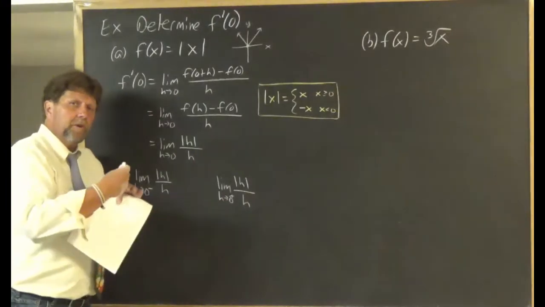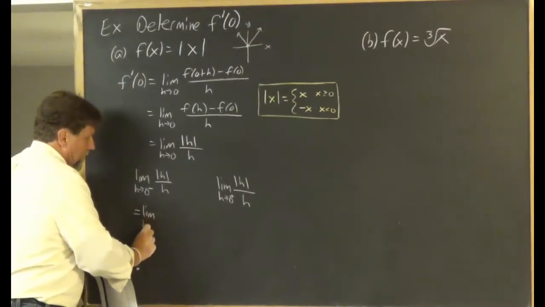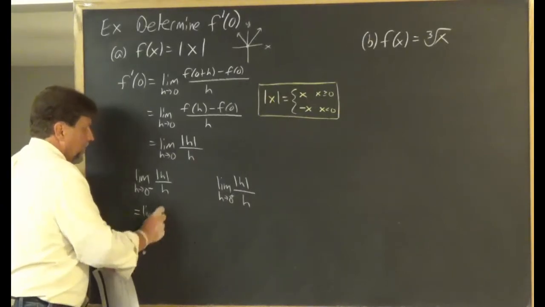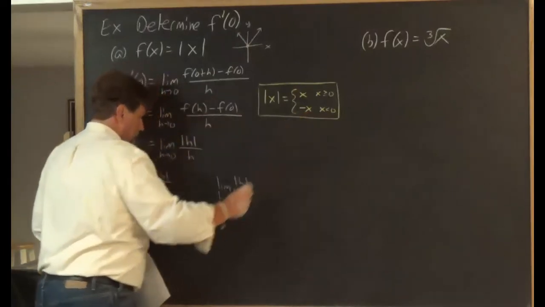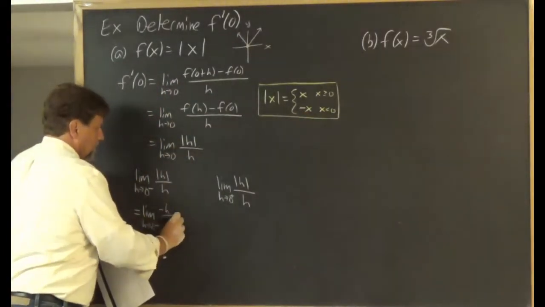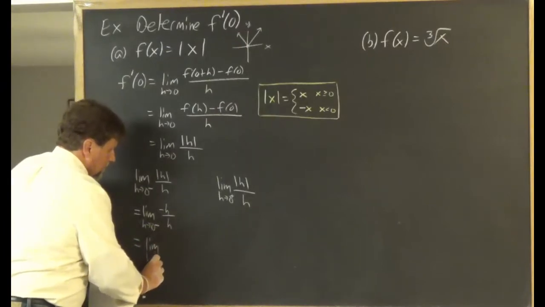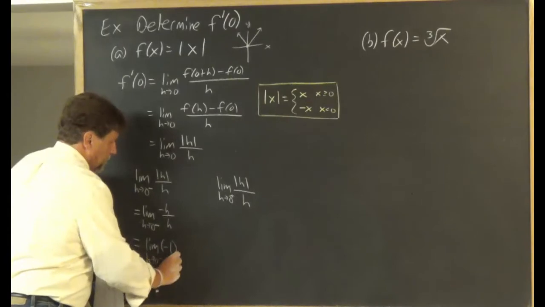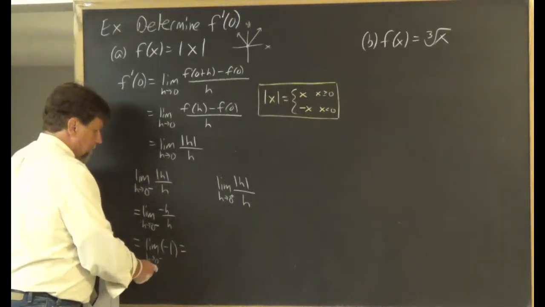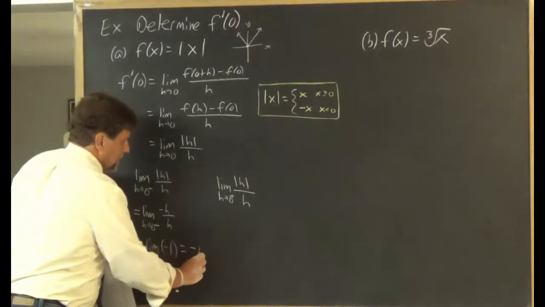So when h approaches 0 from the left, the absolute value of h is the opposite of h. And we know that the opposite of h over h simplifies to negative 1. The limit as h approaches 0 from the left of negative 1, well, the limit of a constant is that constant.